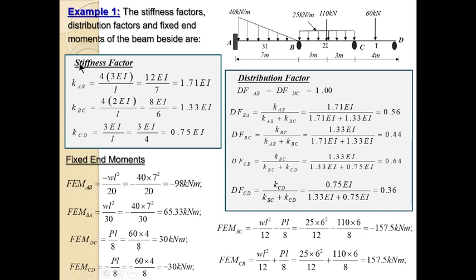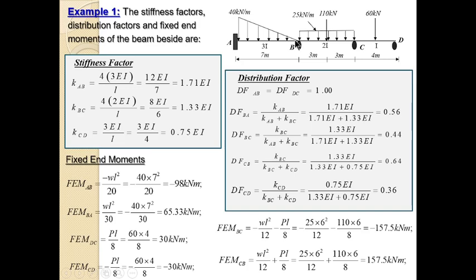So let's start with the stiffness factor. We are going to calculate the stiffness factor for each of the spans. For span AB, it is fixed here at this support. This other support, although it is not fixed, is continuous. And you know, when you have a continuous support like this, there is a support moment. So this span is now considered as fixed at both ends.